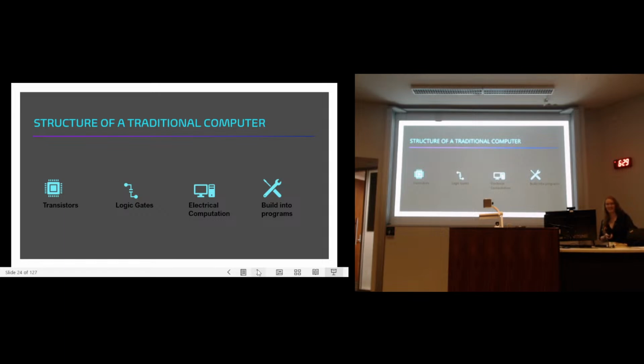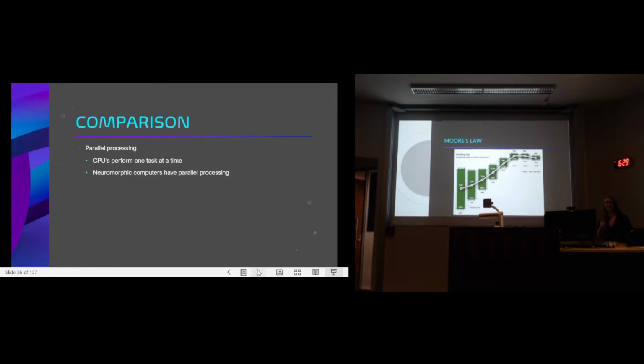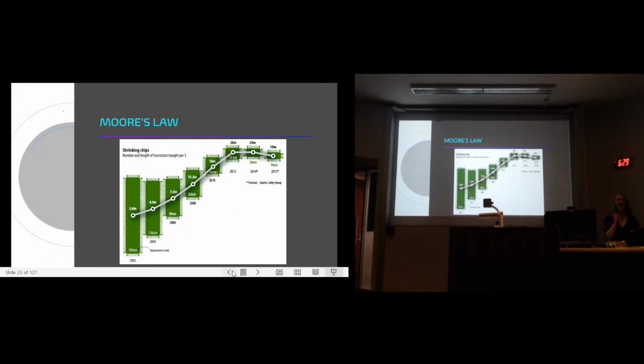Does that make sense? Wonderful. Okay, now who's heard of Moore's law? Yeah, you know everything. Every time I ask, this person knows. Wonderful. Yes, so Moore's law, it's not actually a law. It's a little bit confusing, the title.